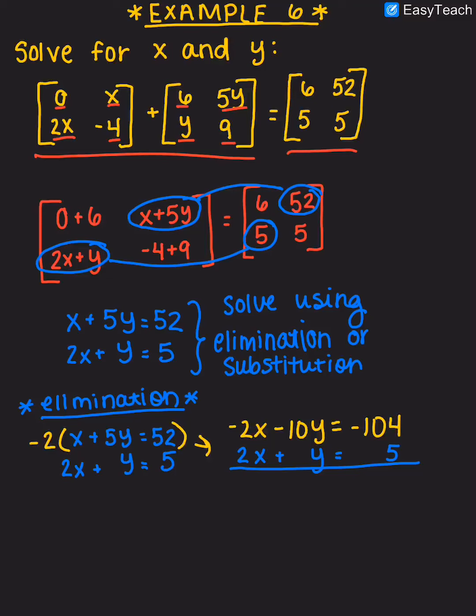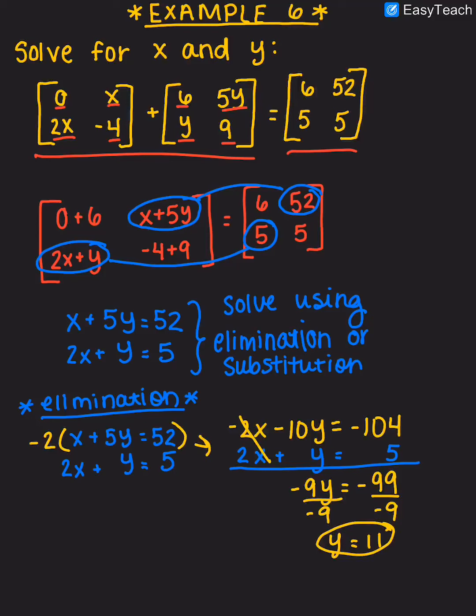Now we're just going to add straight down our columns. Okay, so negative 2x plus 2x is gone. Negative 10y plus y gives me a negative 9y. And negative 104 plus 5 gives me negative 99. So it actually works out really well because now we can divide both sides by negative 9. And we get y equals 11. All right. So y is going to be positive 11.